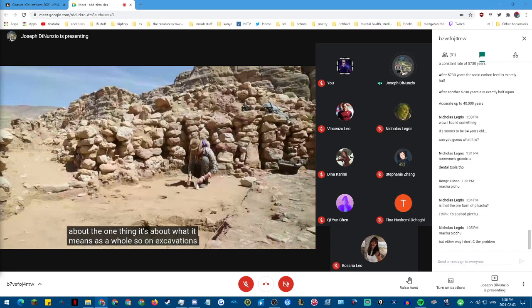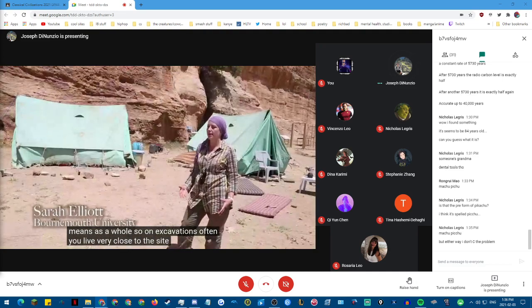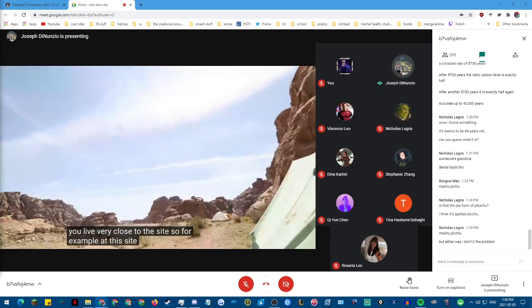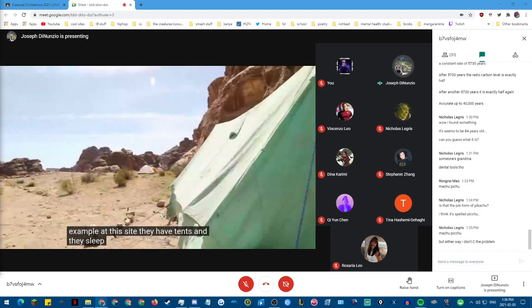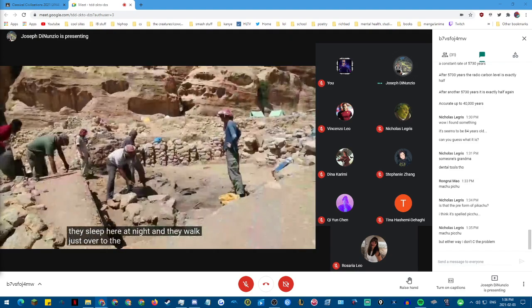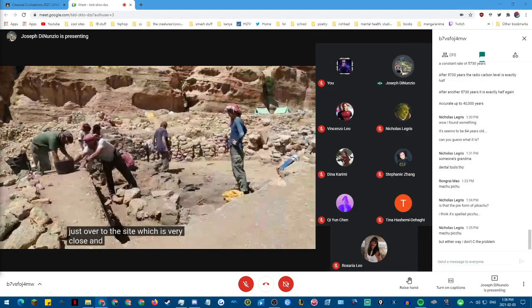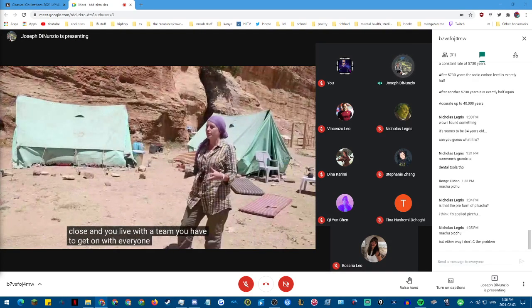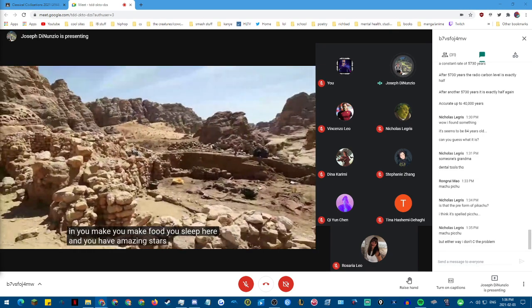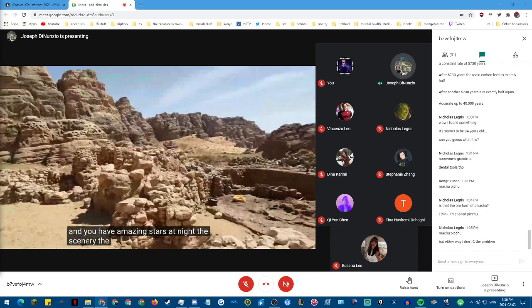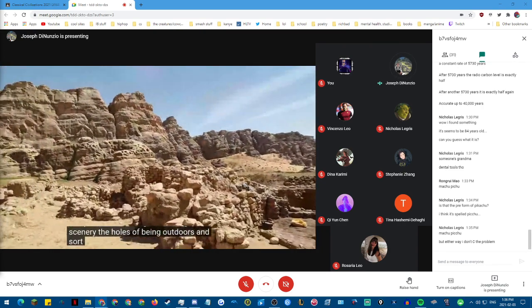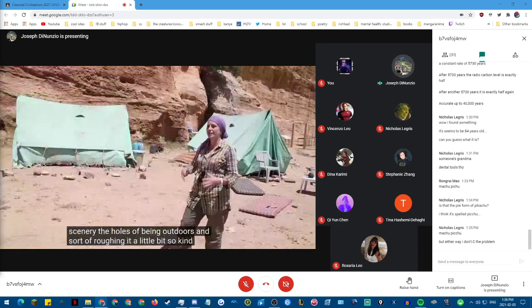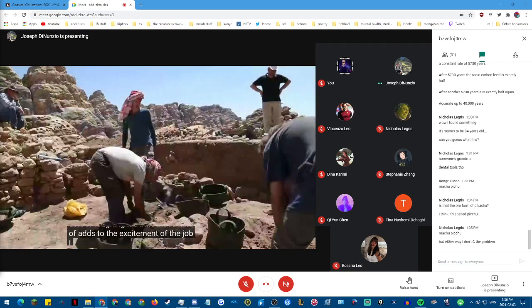So on excavations, often you live very close to the site. So, for example, at this site, they have tents and they sleep here at night and they walk just over to the site, which is very close. And you live with a team. You have to get on with everyone. Everyone chips in. You make food. You sleep here, and you have amazing stars at night. The scenery, the whole sort of being outdoors and roughing it a little bit, it kind of adds to the excitement of the job.